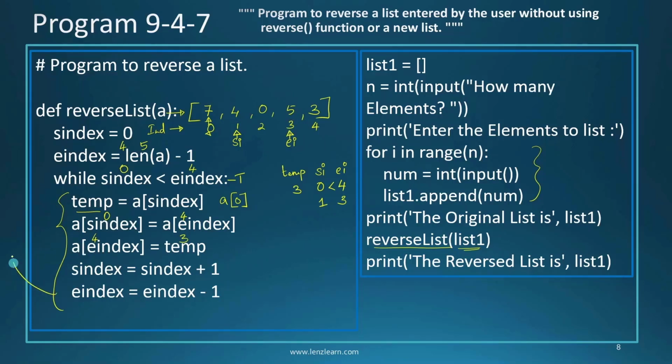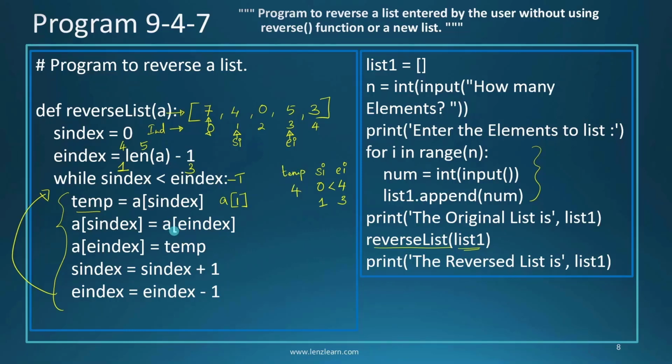Now the control will come back to the while loop. It will check whether the current value of S index, that is 1, is less than the current value of E index, that is 3. You can see this is true. I will come inside. Now I will copy the value of A of S index, that is 1. So A of 1 will be copied into temp. The value available at index 1 is 4. So now 4 is copied into temp.